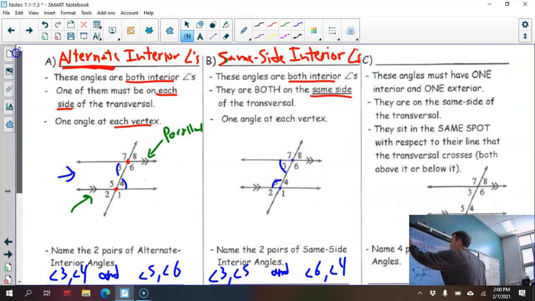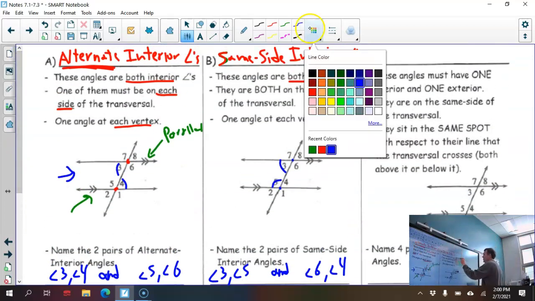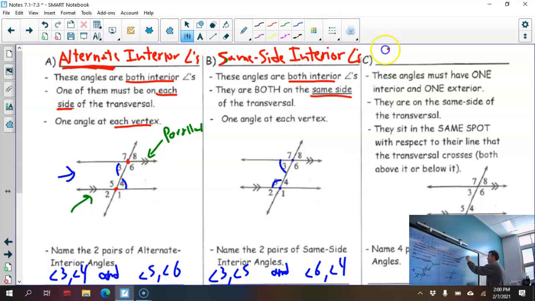And let's look at our last one. So our last ones are called corresponding angles. All right, so these are the most confusing, but they hopefully will become quite obvious to you. These angles have one interior and one exterior. They're on the same side of the transversal.